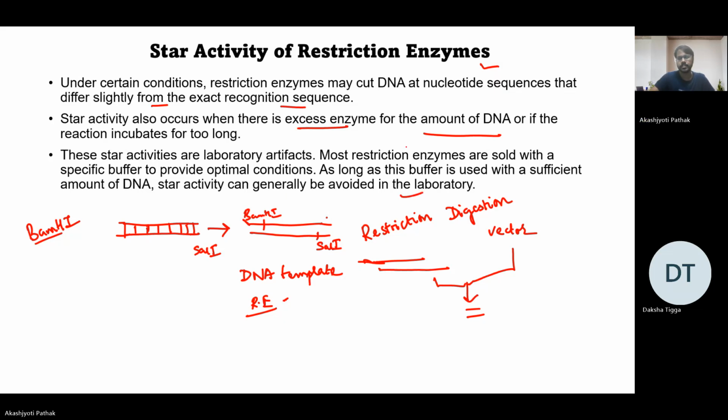Okay. So remember star activity: what is it? The restriction enzyme may cut DNA at a nucleotide sequence that differs slightly from the exact recognition sequence. And when can it happen? It can happen if you have added an excess amount of restriction enzyme compared to the DNA that you want to digest, or if you have incubated it for a very long time.